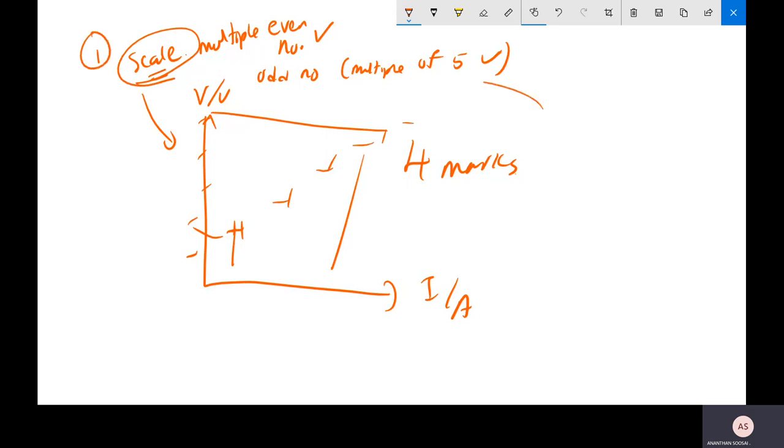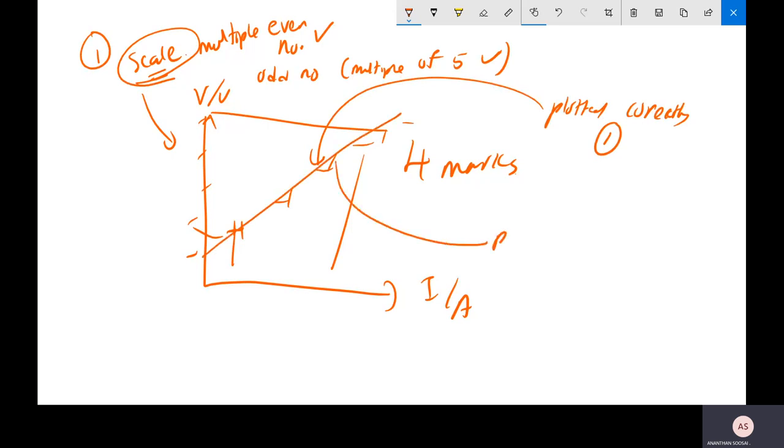Second, all 6 points are transferred correctly. Points are plotted correctly. You get 1 mark. Then the third one is your best fit line. Your best fit line. Get 1 mark. Okay. Best fit line, 6 points transferred.